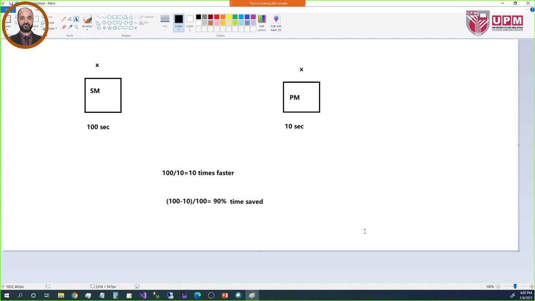Very simple, right? Yeah, this is going to be one of the test questions. So please, guys, be careful. It's very simple, there is nothing complicated, but you have to understand how to calculate things. So if I ask how much is the speed up, or how much time we saved in percentage, then you have to know how to calculate it. Okay?